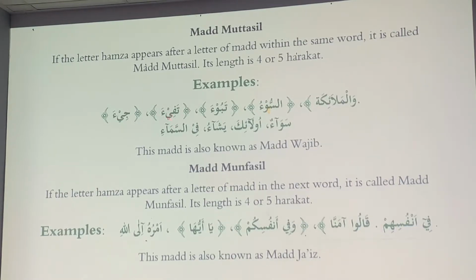Here tafi'a, ya sakin, the letter before it has a zer. So it is a letter of mad. And immediately after that, there is a hamza. So it's madde muttasil. Similarly, ji'a, ya sakin, the letter before it has a zer. Immediately after the letter of mad, there is a hamza. So madde muttasil. Sawa'un. Here alif is empty. The letter before it has a zabur. So this alif is a letter of mad. After the letter of mad we can see hamza in the same word. So it is madde muttasil. Yasha'u same. Fi sama'i same.